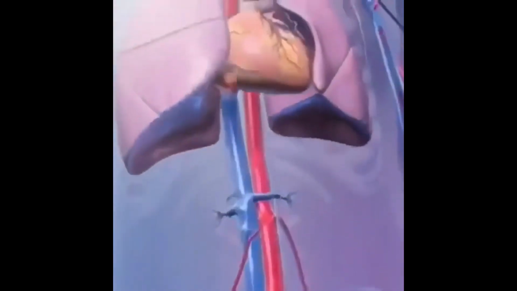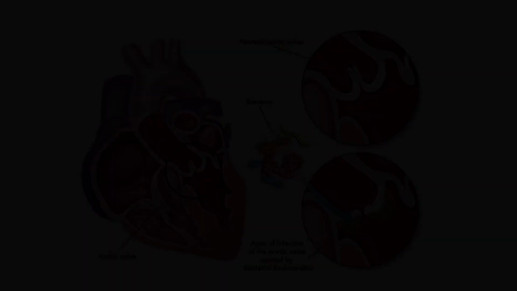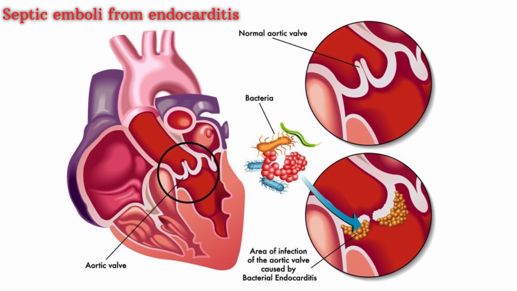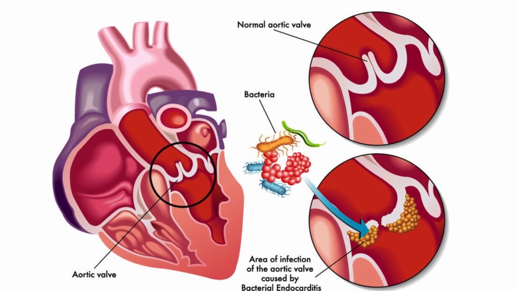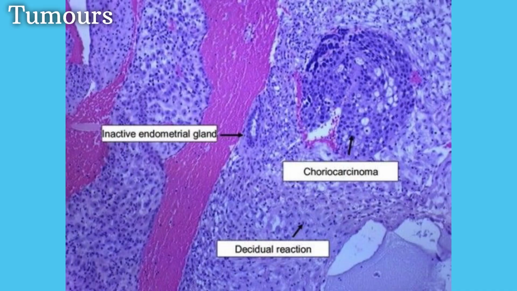The majority of pulmonary emboli arise from the propagation of lower limb deep vein thrombosis. Rare causes include septic emboli from endocarditis affecting the tricuspid or pulmonary valves, and tumor, especially choriocarcinoma.